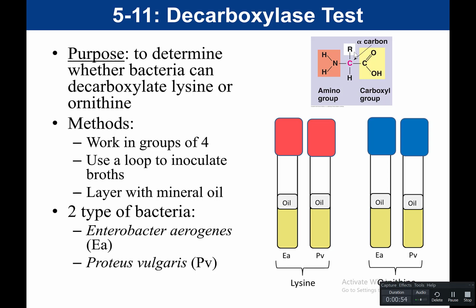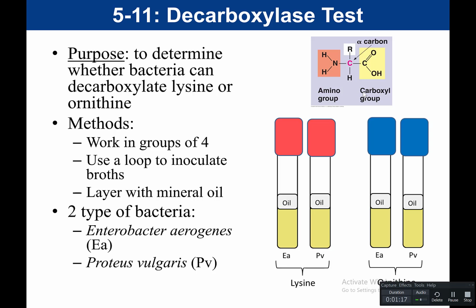And so when we talk about decarboxylation, we're talking about removing this carboxyl group. In the next video, we will talk about deamination, which is the removal of the amino group. But in this test, we're looking at the decarboxylation, meaning to remove that carboxyl group off of the amino acids.